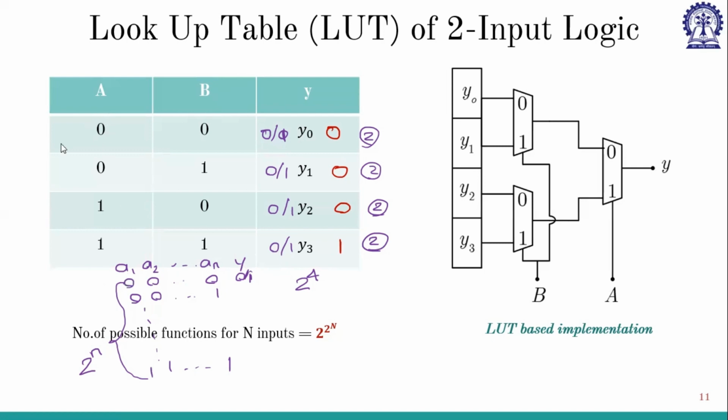How many permutations of combinations of inputs are there? Here, how many permutations are possible for input? This can be 0, 0, 0, 0, 0, 0, 1 and so on up to 1, 1, 1. So it will be 2 to the power n possibilities for the input side. Now, for each possibility of input, the output can be either 0 or it can be 1.